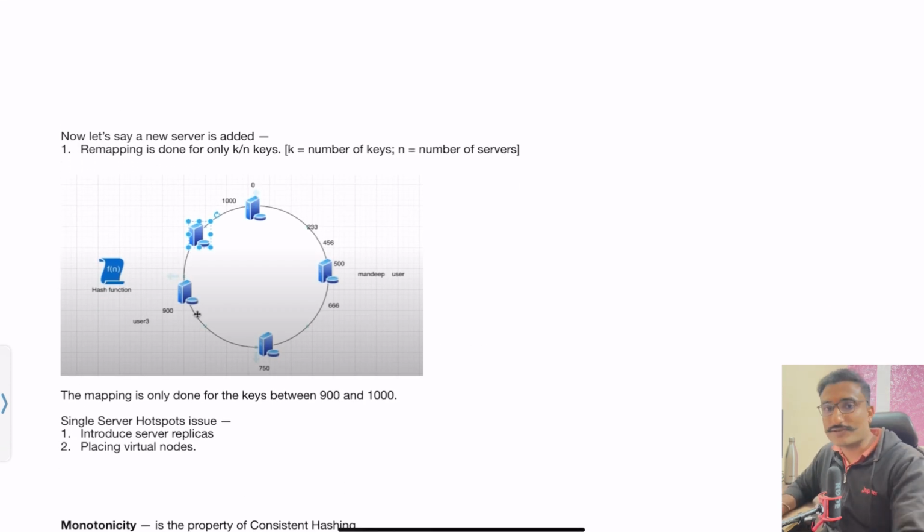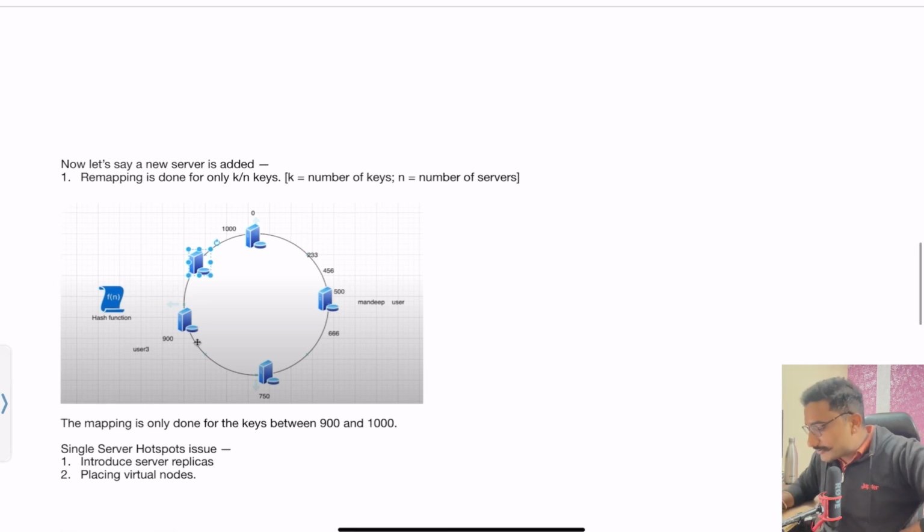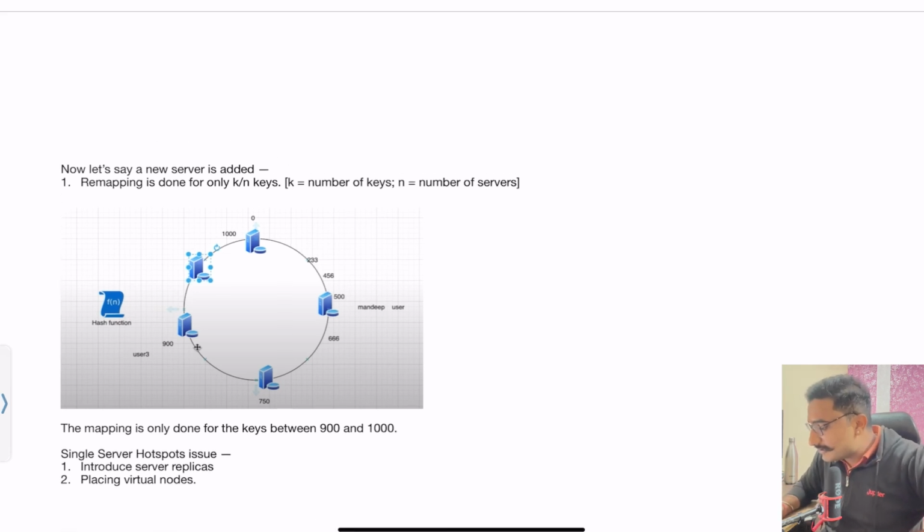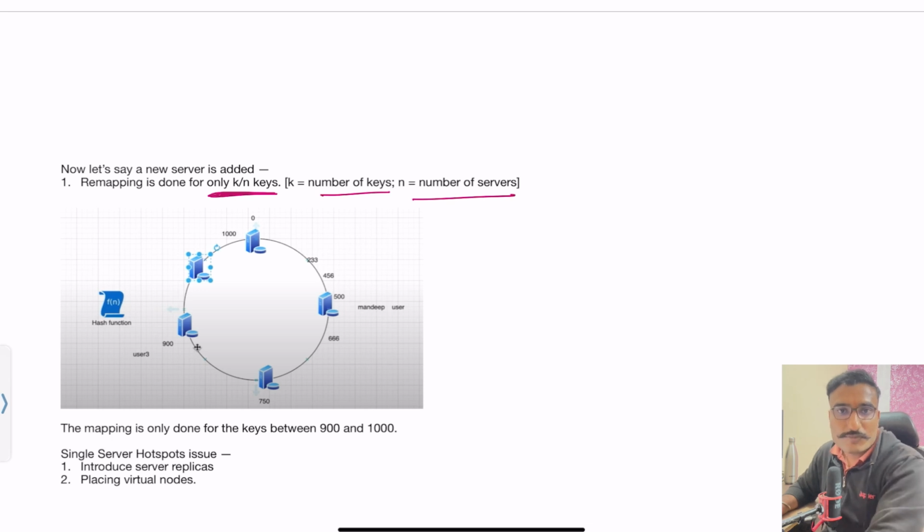Okay, because what we are trying to achieve here is, if a new server is added or removed, we want to reduce the amount of data which is reshuffled or retransferred to other shards. So here, the remapping is only done for K/N keys, where K is the number of keys and N is the number of servers. Only the keys stored on that server are remapped if they are placed in the ring in such a way.